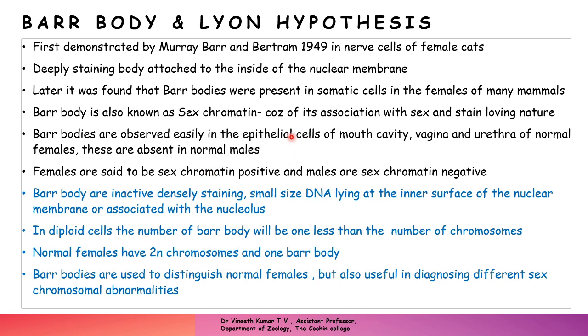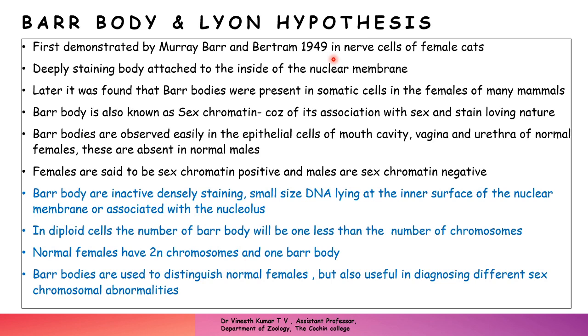Now we are going to see what this actually is. It was first reported to be a deeply staining structure. What is that structure present inside the nuclear membrane? It is deeply stained DNA, lying on the inner side of the membrane, associated with the nucleolus. So, what DNA is this actually? This structure, the Barr body, is nothing but an inactivated X chromosome.